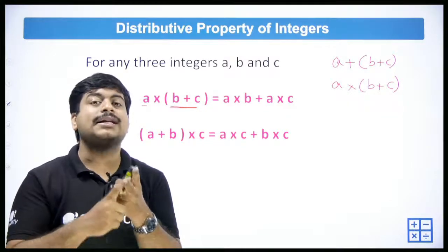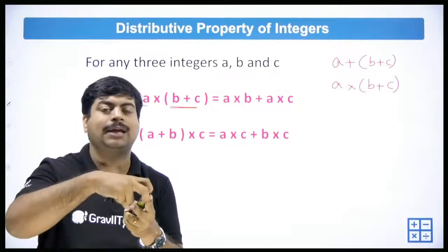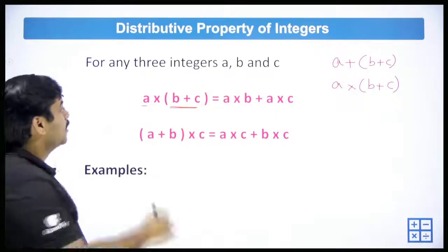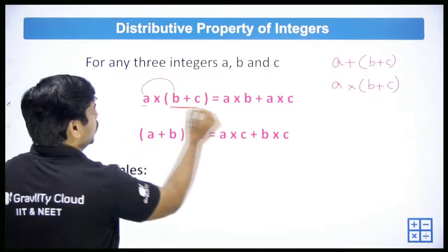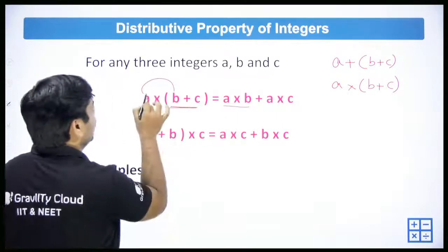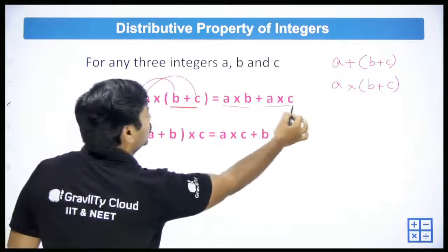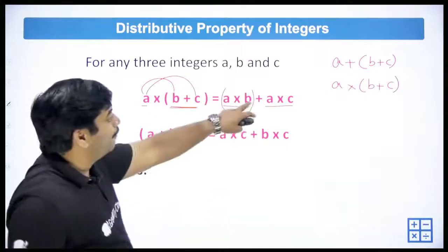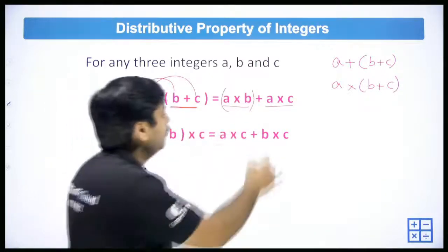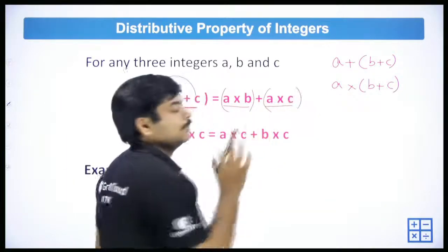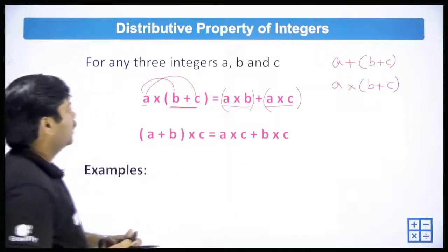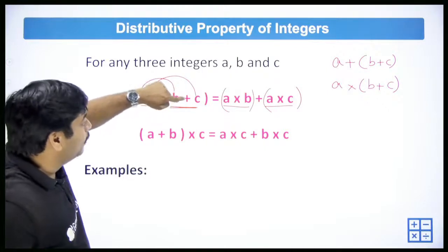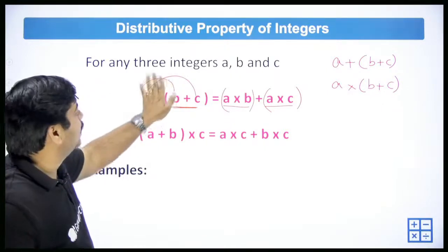We need to distribute whatever we are multiplying to all the remaining numbers. You can see here, A we are distributing to B, so A into B, plus A we are distributing to C, so A into C. You should be very careful here. You have a plus in between them. Don't try to multiply those two numbers again. A into B is one term, then this plus will come, and then A into C.